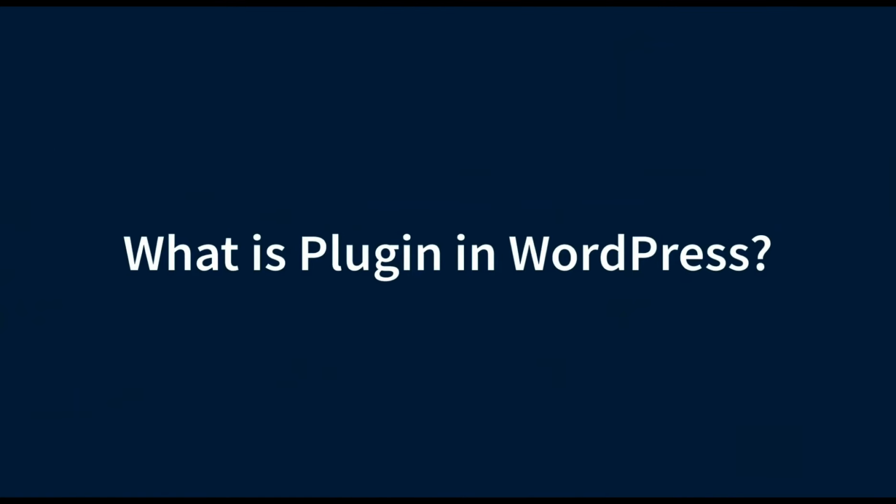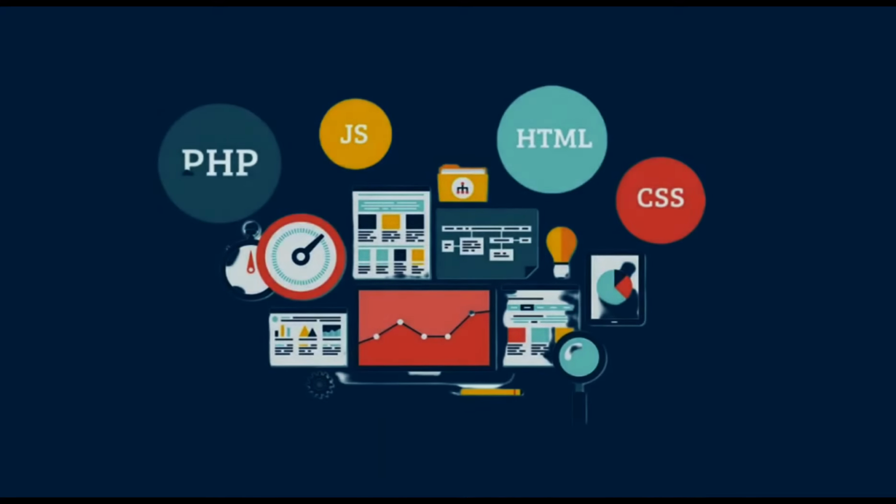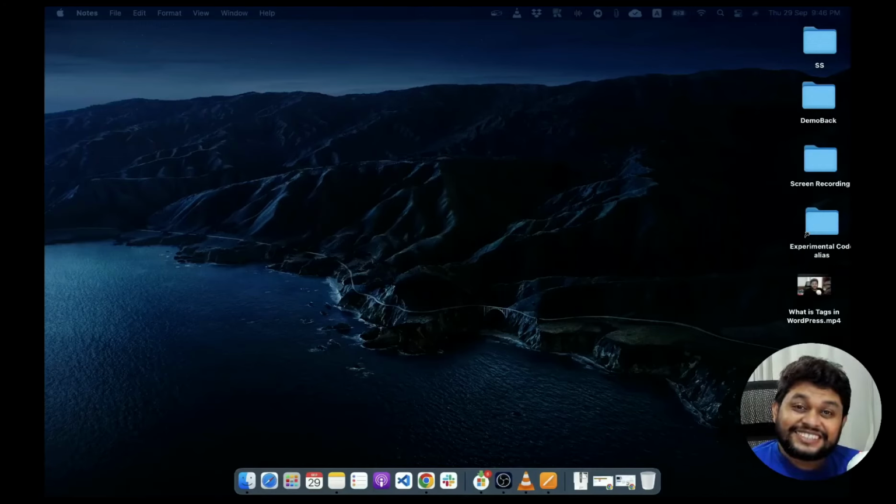Okay, let's start now. What is a plugin in WordPress? A WordPress plugin is a piece of software that plugs into your WordPress site. This small application helps us to extend the features and functions of a WordPress website. WordPress plugins are made up of PHP code and can include other assets such as images, CSS code, and JavaScript. But don't worry if you don't know how to make a plugin. There are plenty of plugins to use from the WordPress repository and also from third parties to extend the features and functionality of your website. Now, let's see how to install a WordPress plugin and how we can use them.